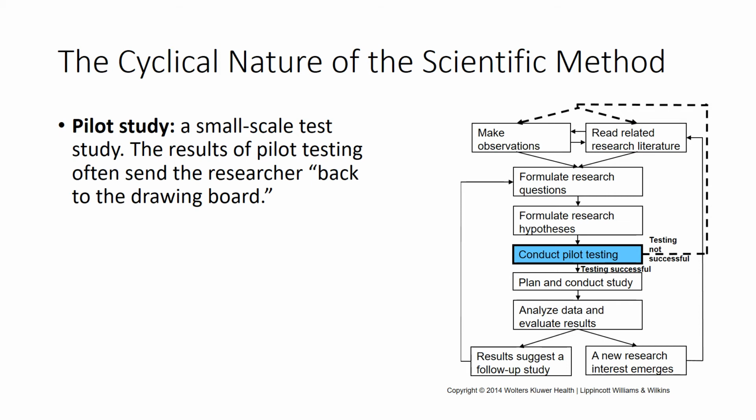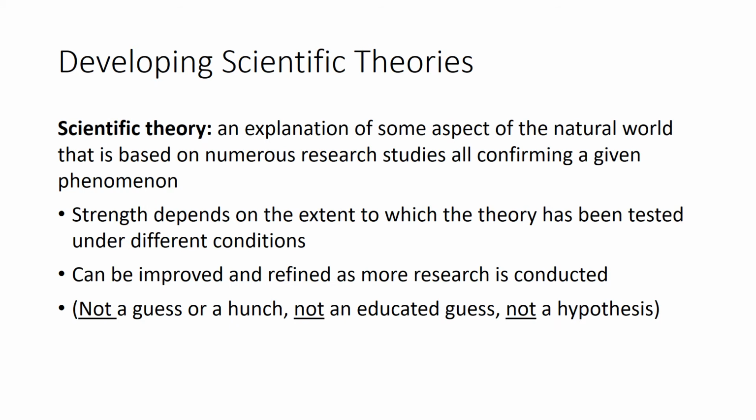When we look into theories, people often think a theory really means an educated guess, hunch, or hypothesis. A scientific theory is an explanation of some aspect of the natural world that is based on numerous research studies, all confirming a given phenomenon. When a hypothesis has been thoroughly tested and can explain a cause-effect relationship, it then becomes a theory. The strength of a theory is based on the extent to which it has been tested under different conditions. Theories can be improved and refined as more research is conducted and as better technology is developed to help measure certain variables.